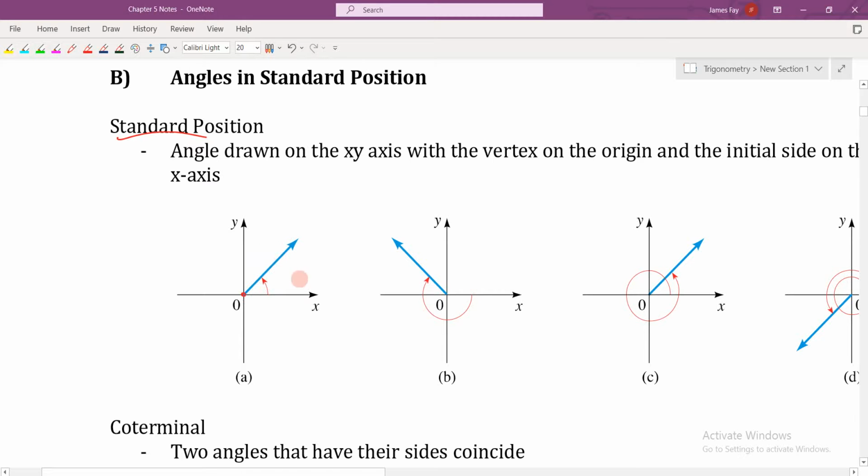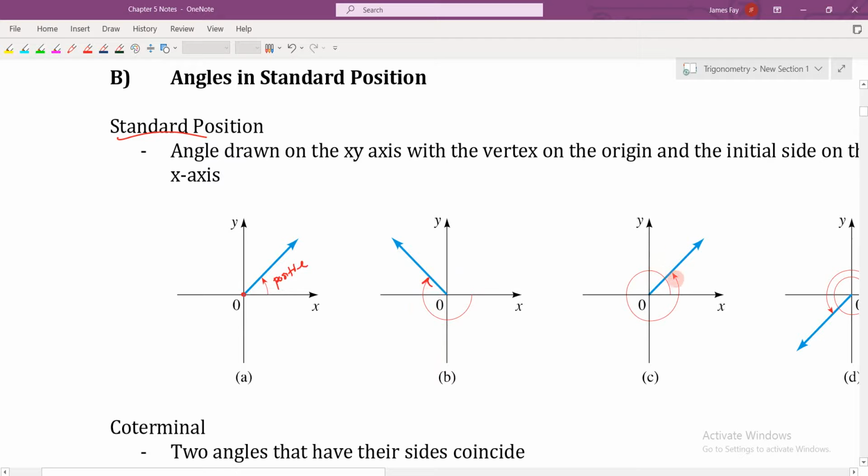This is going to be a positive angle. Okay, this one here we would refer to as a negative angle because of the direction of the rotation. And this arrow here is showing us that direction.